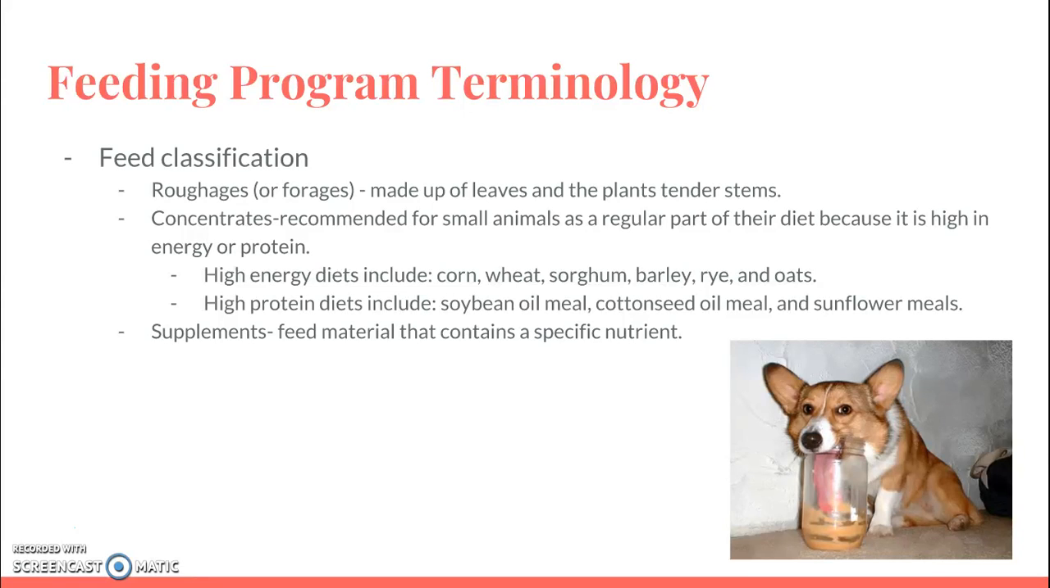And then supplements. So these are feed materials that contain a specific nutrient. So, for example, you could have a supplement that is high in different types of minerals, or a supplement that's high in different types of vitamins. If your feed is lacking in one of those areas, you can purchase a supplement to give to your animals, and that helps supplement their diet with whatever nutrients they might need. We're going to talk about specific diets in the next video.